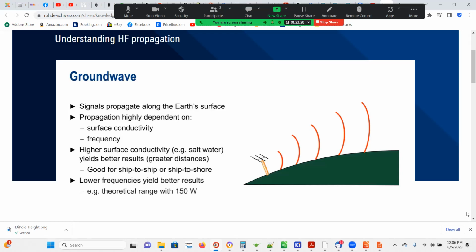For example, the theoretical range of a 150-watt transmitter at 7 MHz is 35 kilometers over land and close to 250 kilometers over the sea. At 30 MHz, however, our range falls to only 13 kilometers over land and just over 100 kilometers at sea.